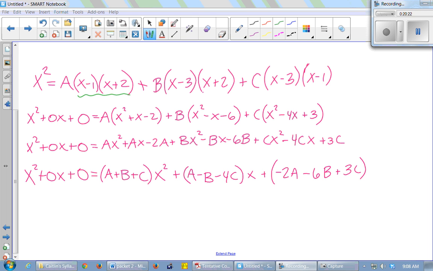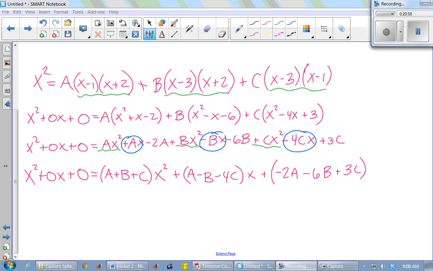Okay, so first thing I did was FOIL those three guys. Then I distributed my a and my b and my c. And then I collected like terms. I said, oh, look, I've got an ax squared, a bx squared, and a cx squared. Combine those into a plus b plus c times x squared. Then I collected my x terms. I've got ax minus bx minus 4cx. So my coefficients are a minus b minus 4c, all times x.